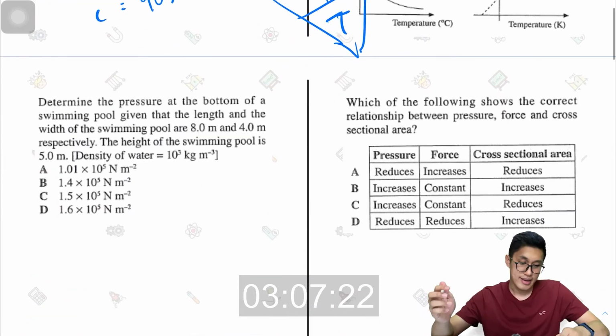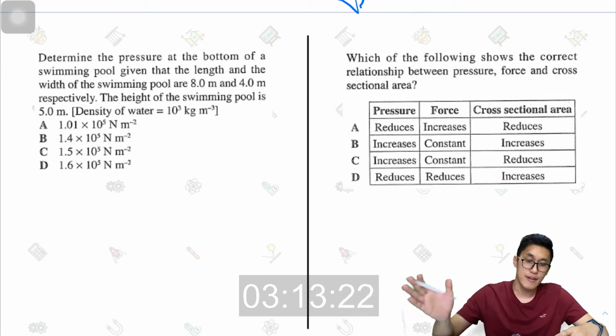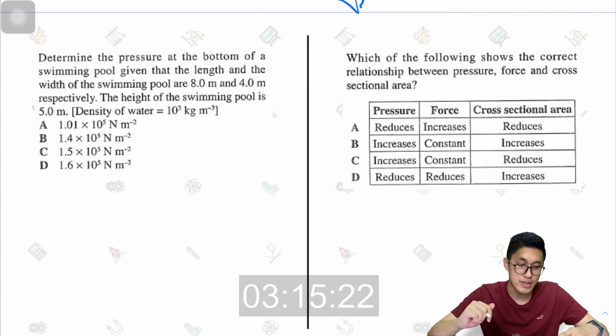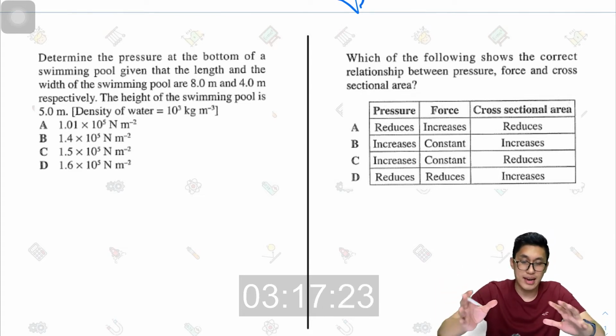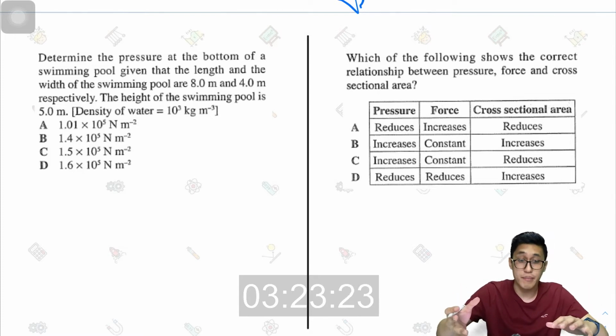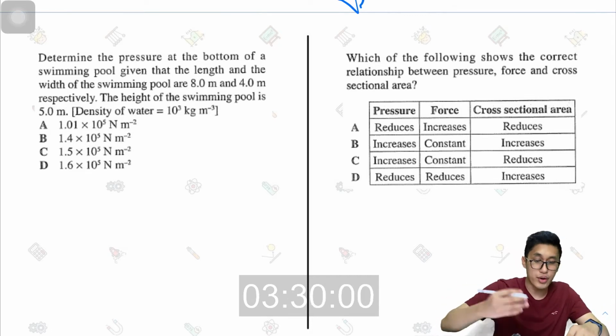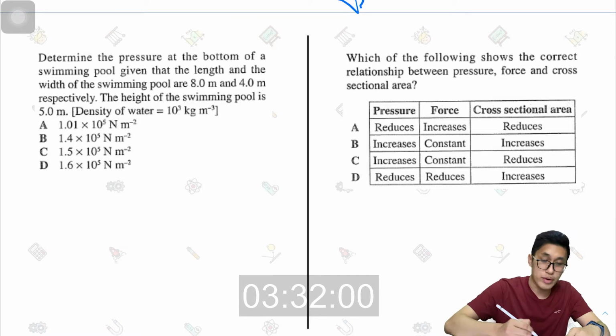Okay. Next, determine the pressure at the bottom of the swimming pool given the length and the width of the swimming pool are 8 and 4 respectively. The height of the swimming pool is 5. So the width and the length actually don't affect the pressure from the water, because liquid pressure is only affected by the height, right, or the depth. So we don't care about the length and the width, so we only want the height.